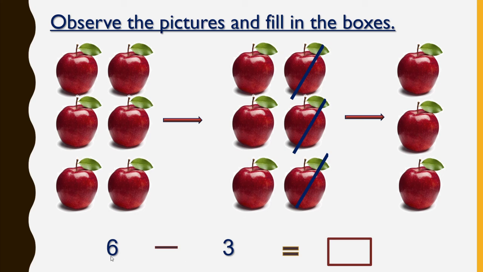Okay, now tell me, 6 minus 3 is equal to how much? How many remained at last? 3. Right? 1, 2, 3. So this number 3 we will write here. Now read this. 6 minus 3 is equal to 3. In the box what will come? 3. Because out of 6, 3 were eaten. How many remained? Only 3. Got this? Okay, some more examples we will go through.